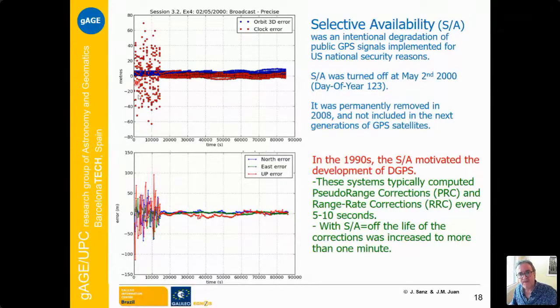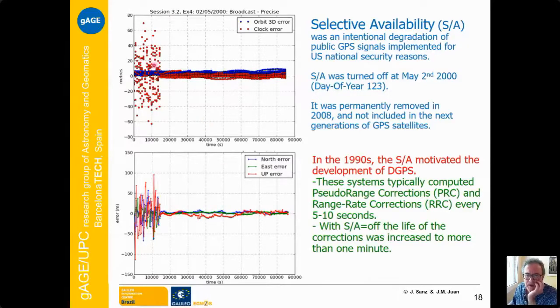Here we show, based on real data, the three-dimensional orbit errors in blue, and the errors in clock. As you can see, there was a process noise affecting the clocks and introducing these random errors in the clocks. And this produced, at the user level, positioning errors of more than 50 meters. On the 2nd of May 2000, selective availability was removed and the performance improved drastically. This is the performance we have right now.